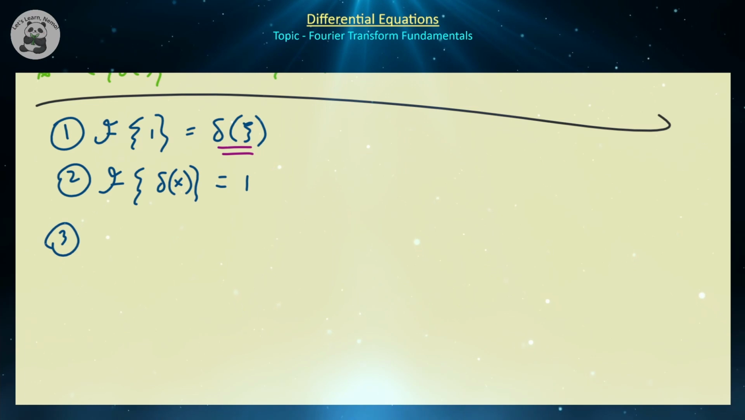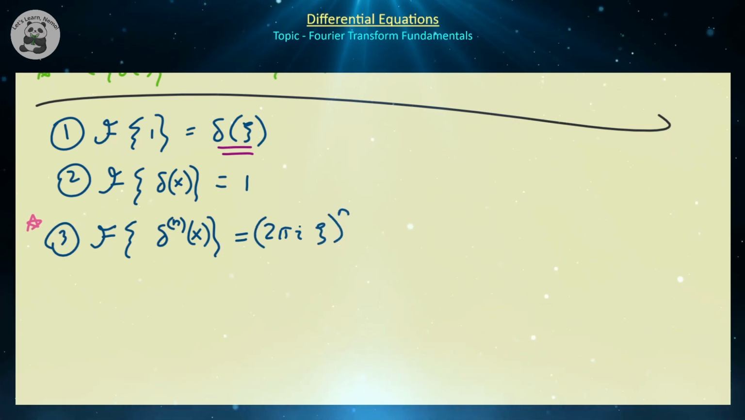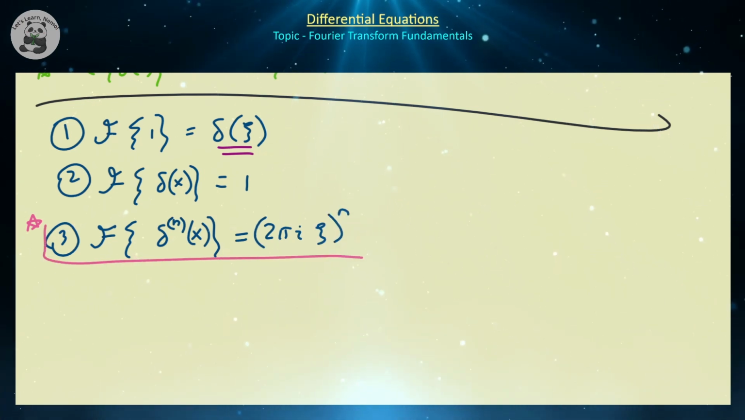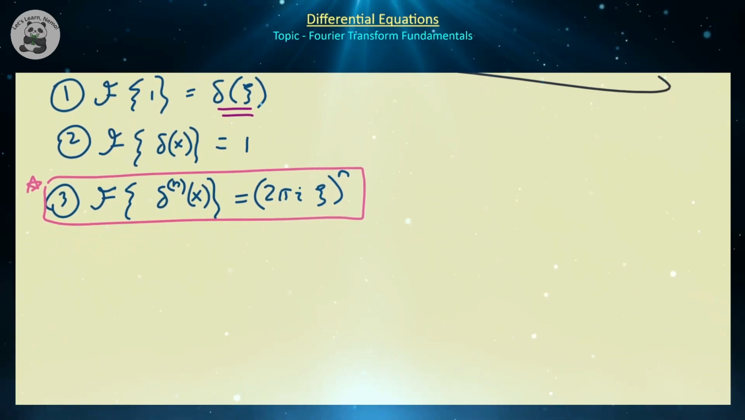Another property that I invite you to explore requires looking at the Dirac distribution in a little bit more detail, and that's the nth derivative of the Dirac distribution. One can find that this is actually equal to 2 pi i psi to the power of n. So this property might not be super trivial to figure out on your own, but it's definitely extremely useful in a lot of applications in PDEs.